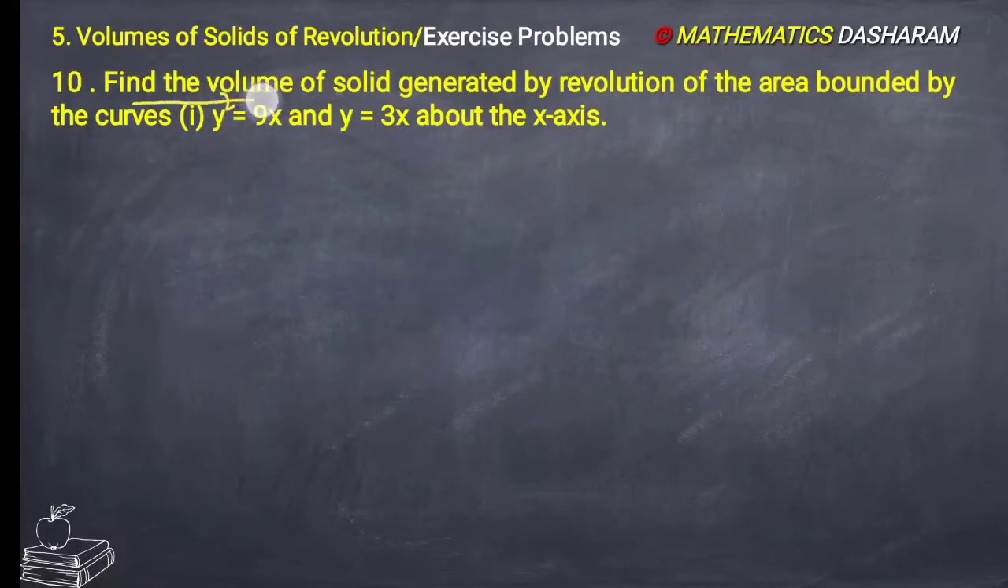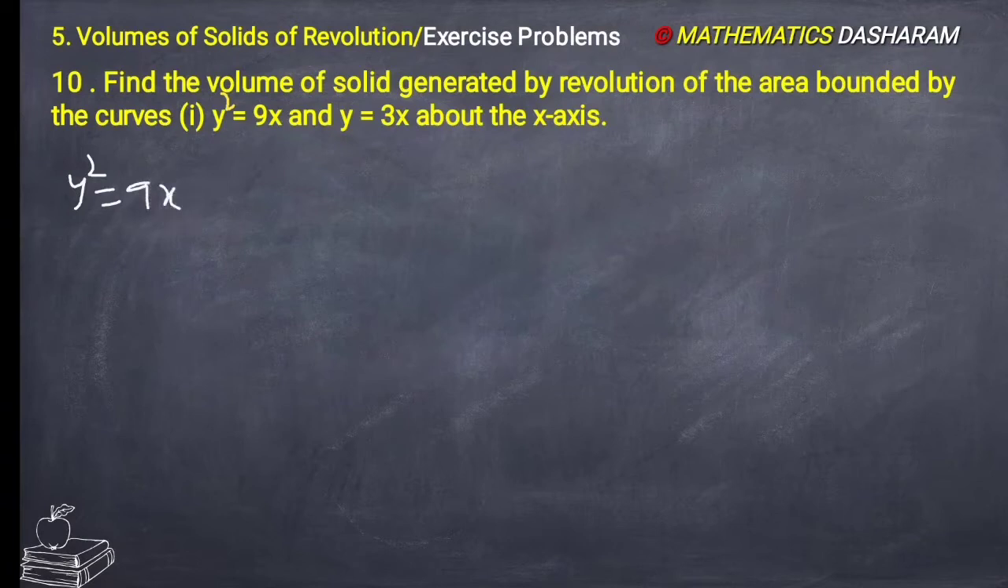10th question. Find the volume of a solid generated by revolution of the area bounded by the curves y square equals 9x and y equals 3x about the x-axis. So here two curves are given and we are asked for the volume of the solid generated about the x-axis. So that means ordinates, that means x values, are required. Let us find out the x values.